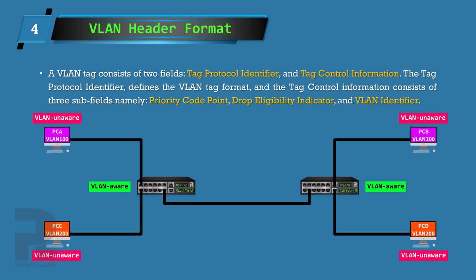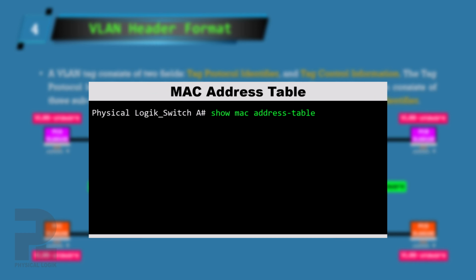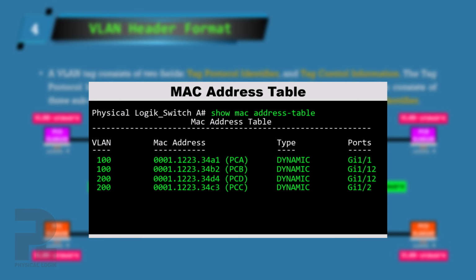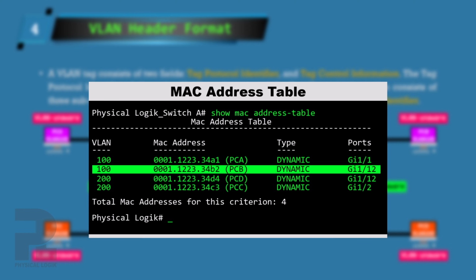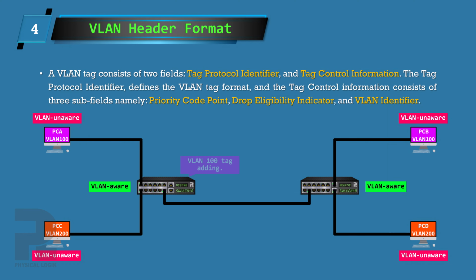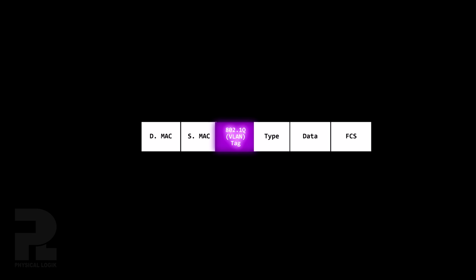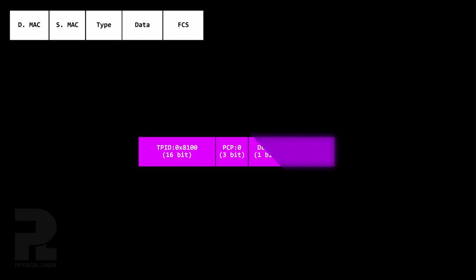When PC A sends traffic destined for PC B, the frame is sent without a VLAN tag, as PC A cannot send VLAN tagged frames. Switch A will receive this frame, and after consulting its MAC table, it finds that PC B is on VLAN 100. It then adds a .1q tag before sending to switch B. This tagged frame contains a VLAN header with the following description.